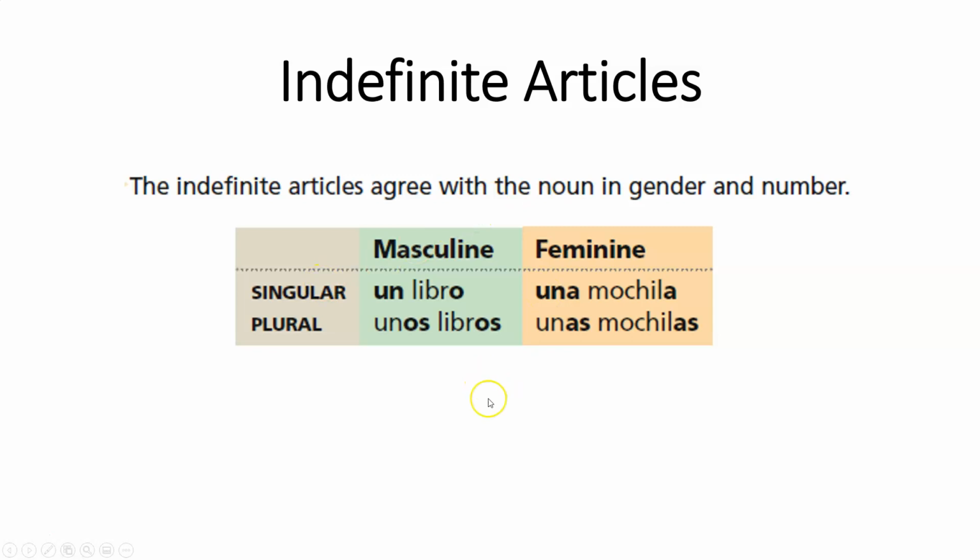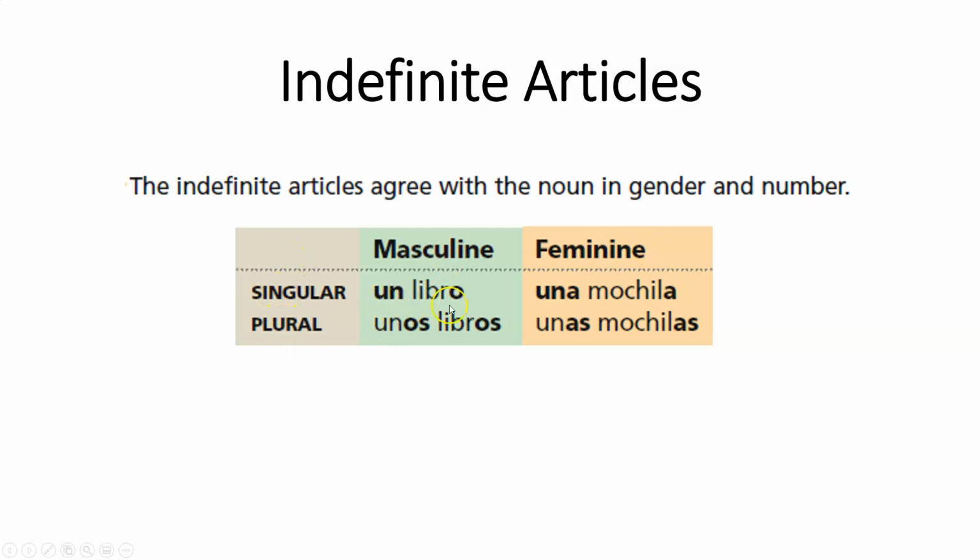So again, pause the video, write these down. So again, you use these to say an, a or some, and they agree with their person, place, or thing by gender, which is male or female, and number, singular, which is one object, or plural, which is many objects.